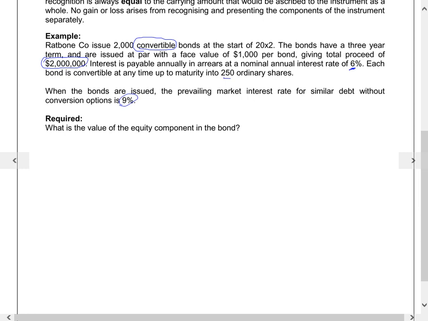I want to calculate the value today, year 0. What must I do with this 120? Year 1, 120, year 2, 120. Are they of the same value? They are of the same amount, but are they of the same value? No. Let's discount it to present value. Discount using how many percent? 9%.